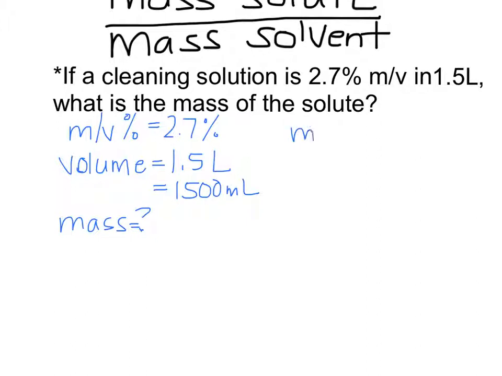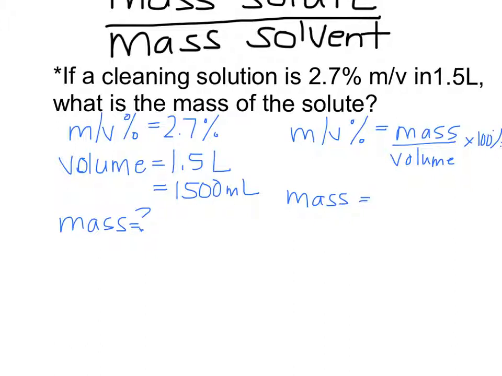Okay, well, I know that mass per volume percent, the nice thing about it, is it's kind of got the equation in it. It's going to be mass over volume times 100%. What do I want? I want mass by itself. So I'm going to say mass is going to equal mass per volume percent times volume.